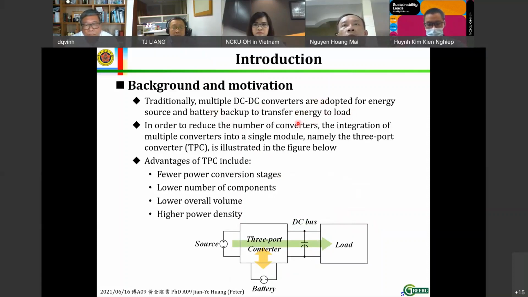However, in recent years, in order to reduce the number of converters, the integration of multiple converters into a single module, namely the three-pole converter, is illustrated in the figure below. It has many advantages, including fewer power conversion stages, a lower number of components, and lower overall volume. It may also have higher power density.